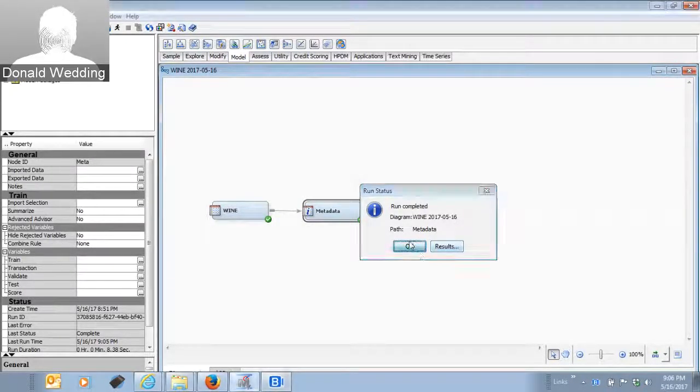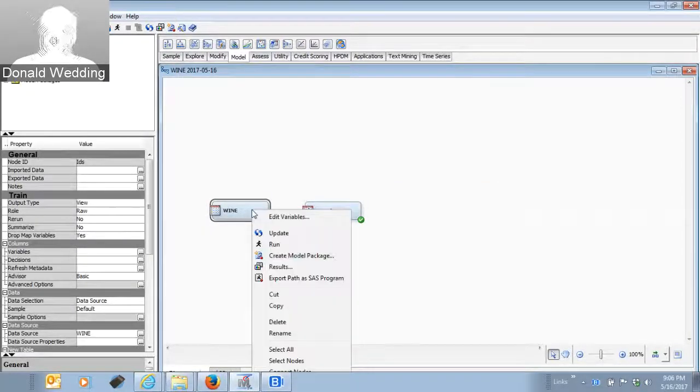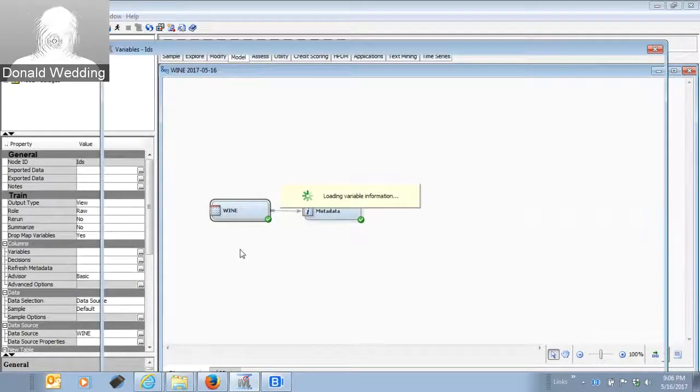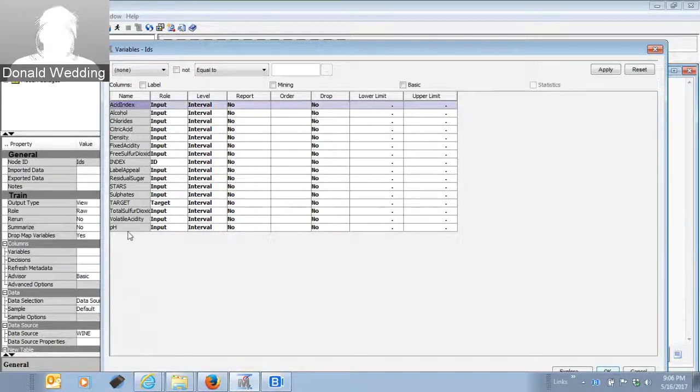Great. Okay, so tell me a variable that you guys want to look at real quick before we start building any models or doing anything.